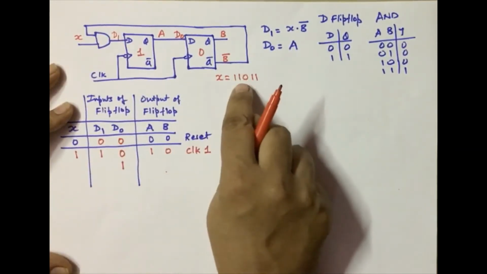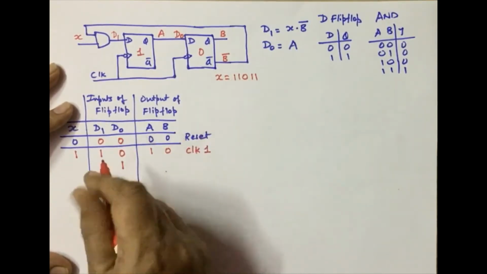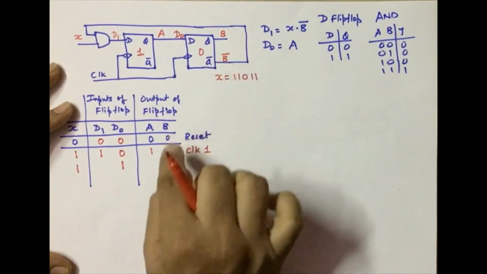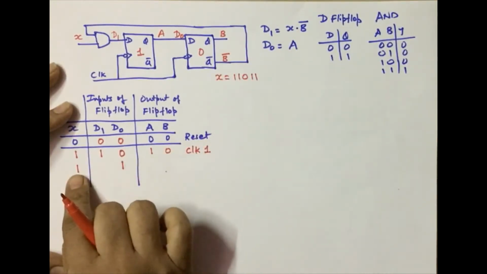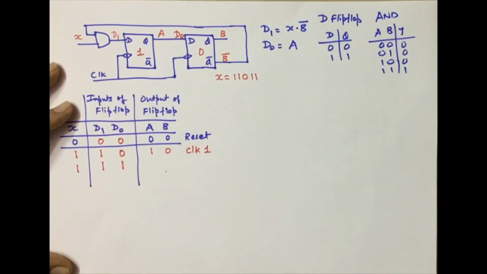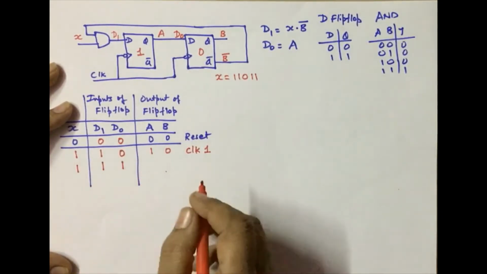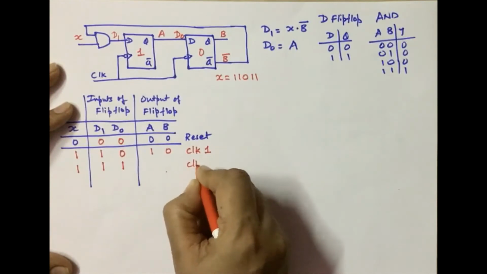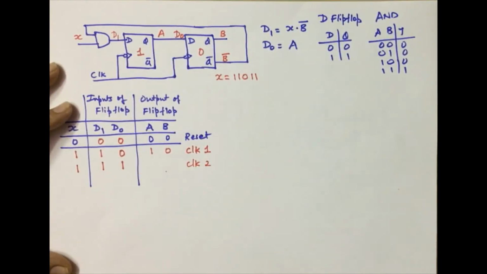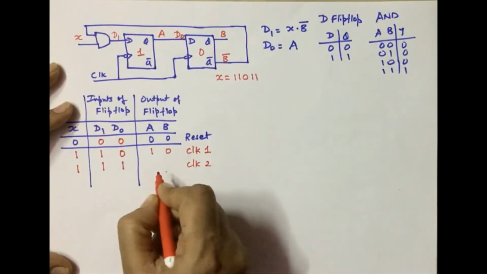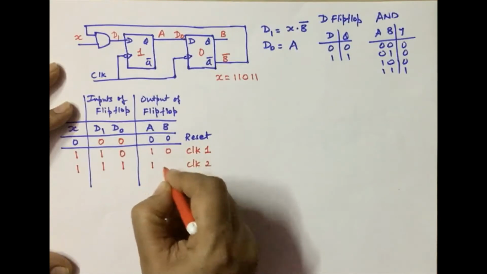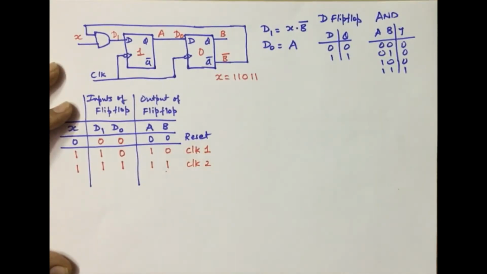So we can say 1 is applied over here. Now before the next clock pulse, if X will become 1, then this 0 and 1 will become 1 over here. So after this condition, whenever clock 2 is applied, they will transfer to the output of the flip-flops. So now after applying clock 2, A and B will become 1 1.